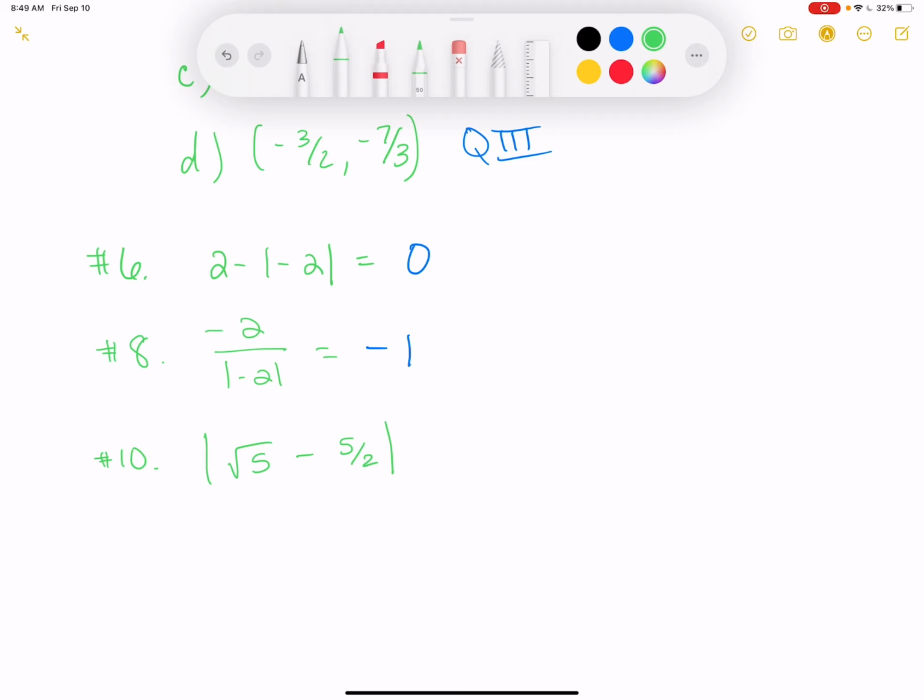The absolute value does not make it positive, so the square root of 5 plus 5/2. Hold up.